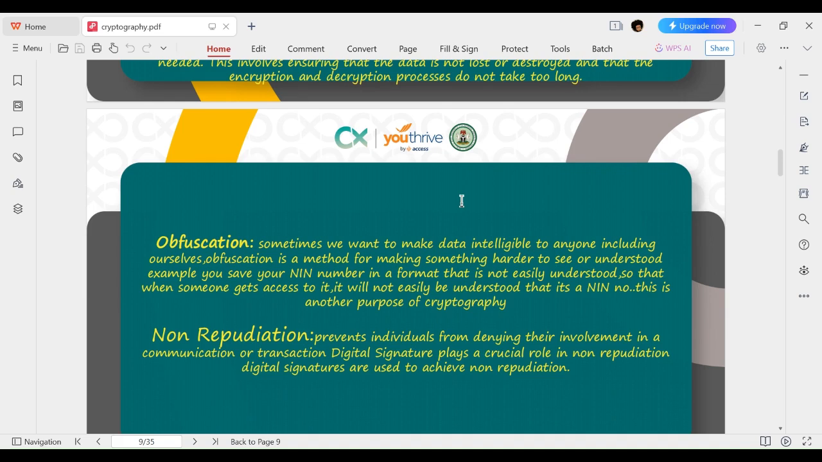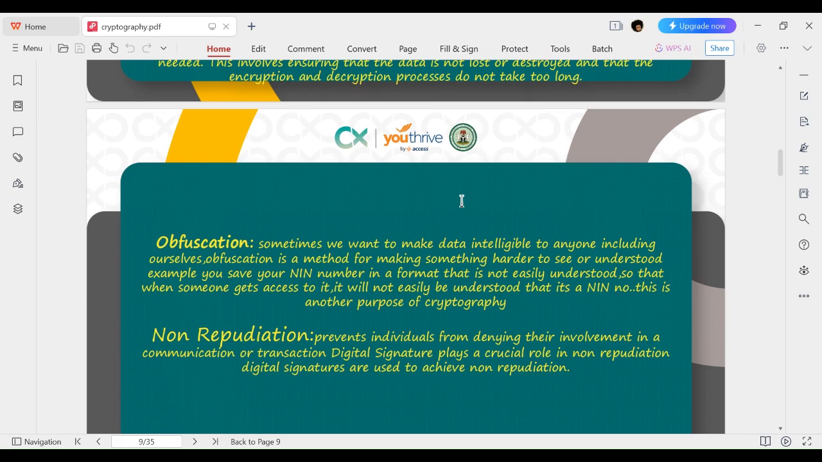Another one is obfuscation. Sometimes we want to make data unintelligible to anyone, including ourselves. Obfuscation is a method of making something harder to see or understand. Example, say you save your NIN number in a format that is not easily understood, so that when someone gets access to it, it will not easily be understood. They will not easily understand that it is a NIN number. This is another purpose of cryptography. Like changing, let's say your NIN number is 12345, you can change it to ABCDE.